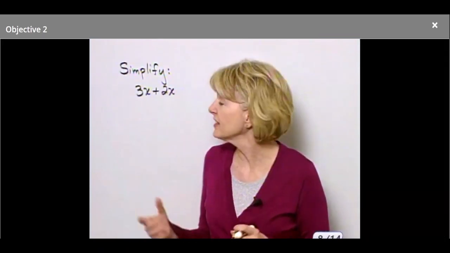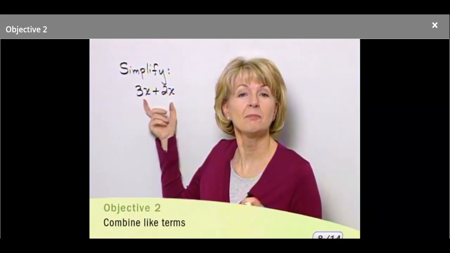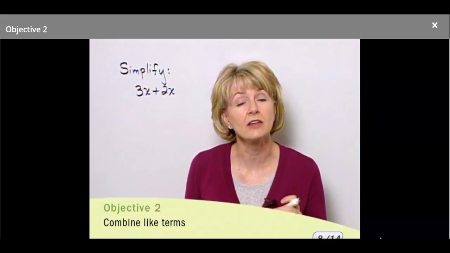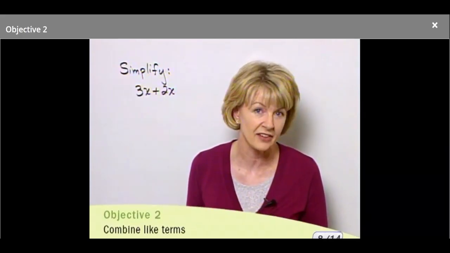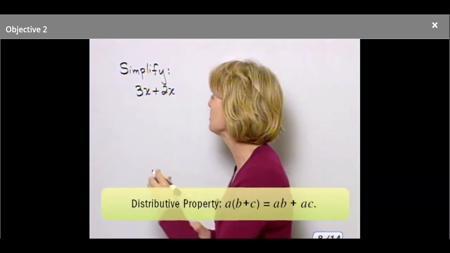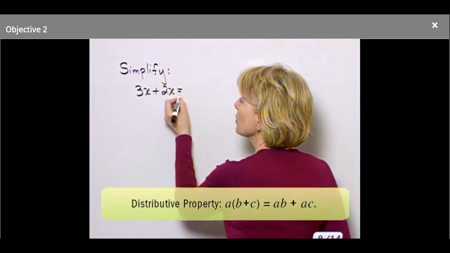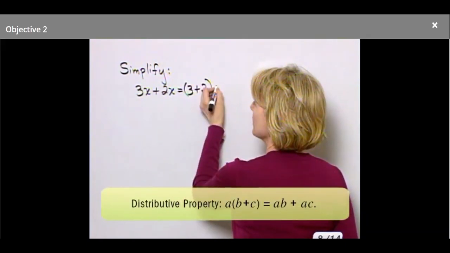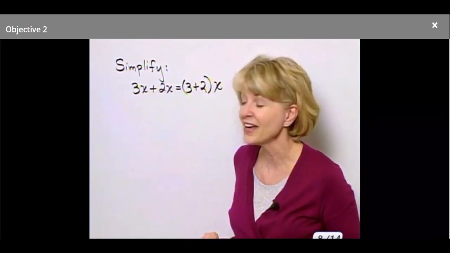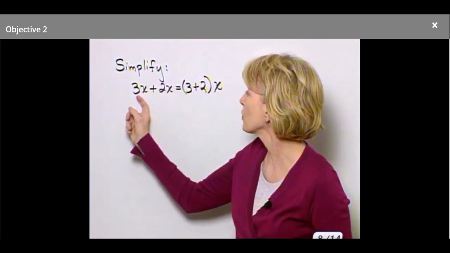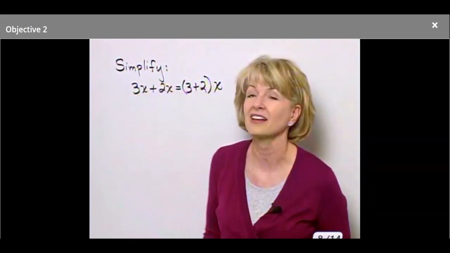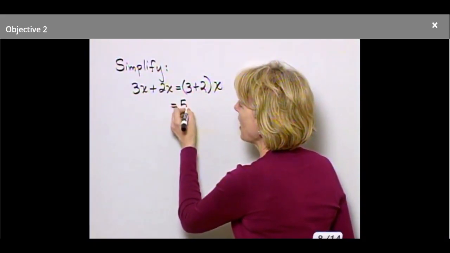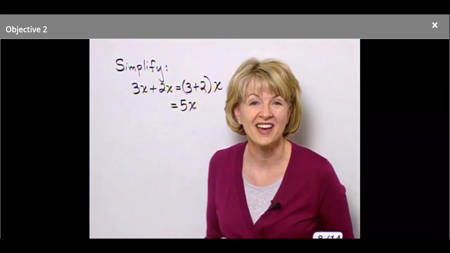An expression like this can be simplified by applying the distributive property. I have 3x plus 2x, and notice these two terms are like terms. By the distributive property, I can write this as 3 plus 2, and then that quantity times x. That is 3 times x, or 3x, plus 2 times x, or 2x. And then, of course, 3 plus 2 is 5, so we have 5x.